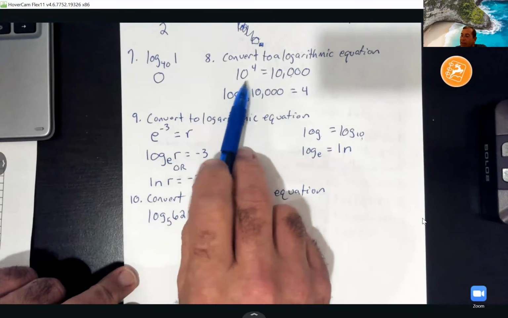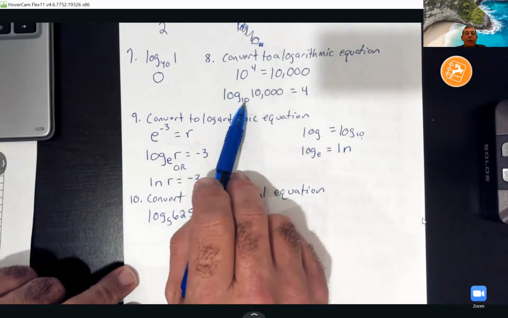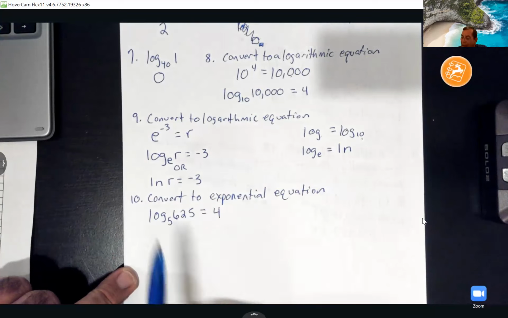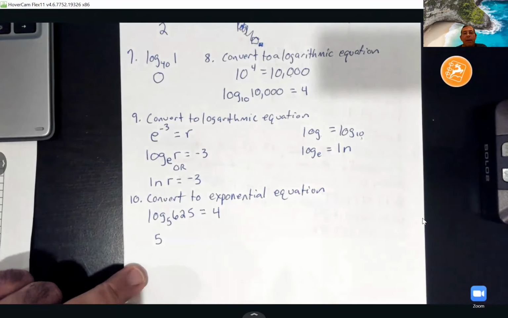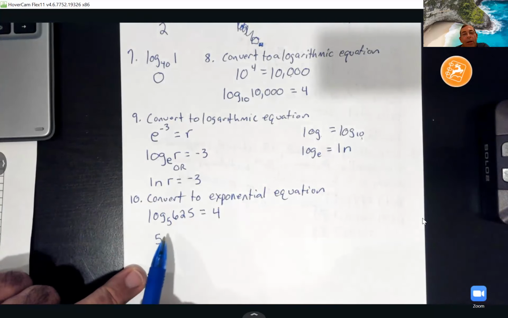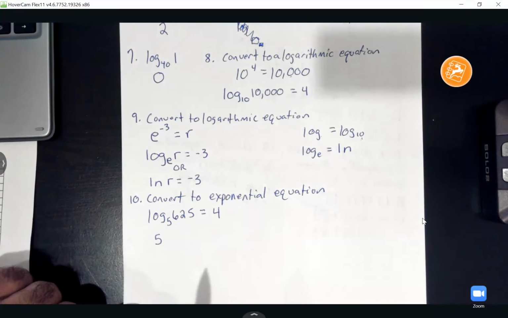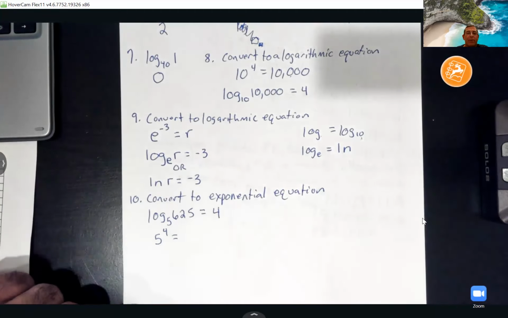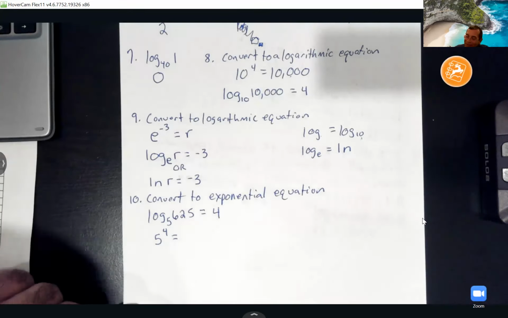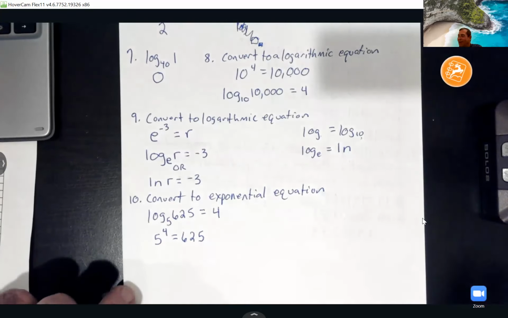So remember, the base of these exponentials are the same as the base of the log. So since that's a base 5, 5 would be my base of my exponential. The exponent would be what? Would it be 4? It'll be a 4. And 5 to the 4th is going to equal the result of 625. 625. There you go.